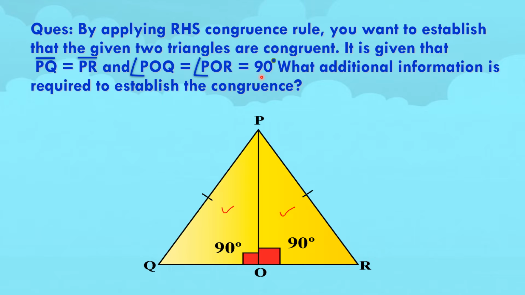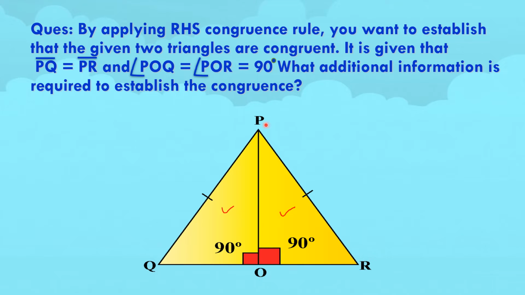Second, I need to make the hypotenuse equal. The hypotenuse, we know, is the side directly opposite the right angle. So here we know that PQ is equal to PR. Third, any one side should be equal. Now the remaining sides are QO, RO and PO, right? But I cannot on my own say that QO is equal to RO, because I don't know whether O is a midpoint or not. Nothing is given in this question.